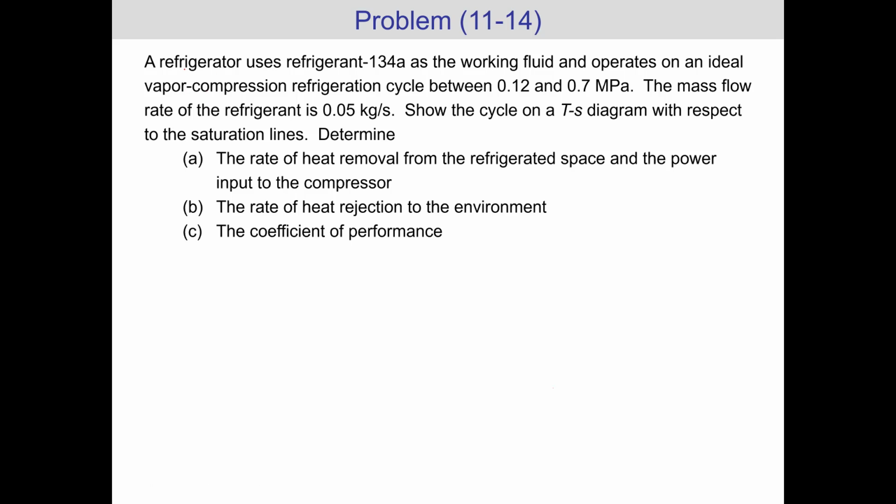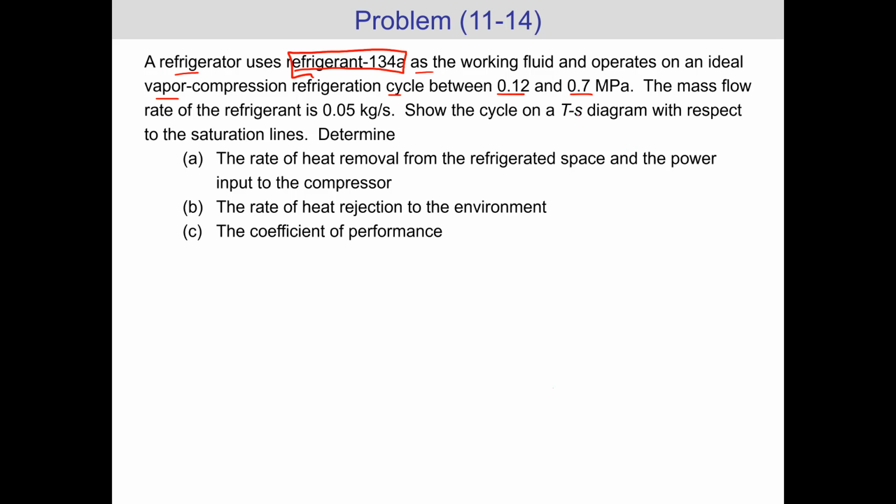Go ahead and do an example problem. A refrigerator uses refrigerant R134A as a working fluid and operates on an ideal vapor compression refrigeration cycle between the pressure limits of 0.12 and 0.7 megapascals. The mass flow rate of refrigerant is 0.05 kilograms per second.